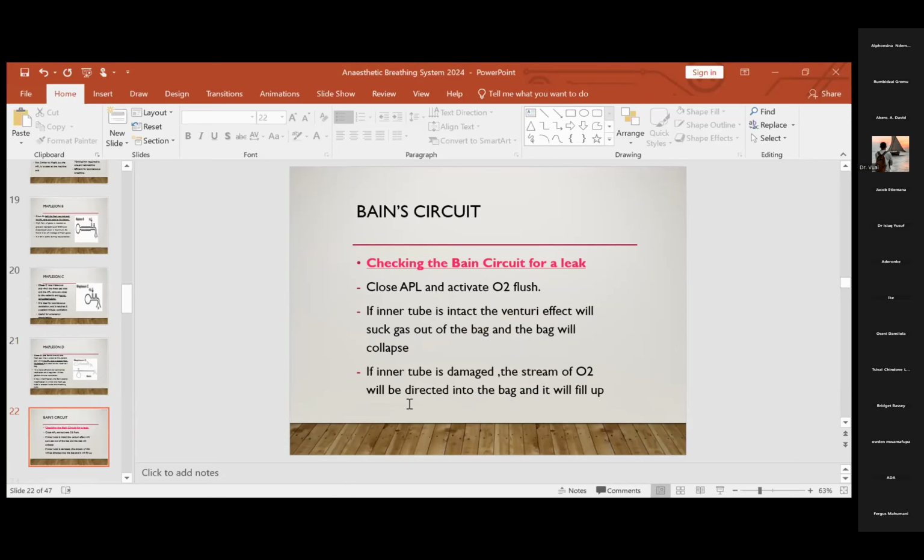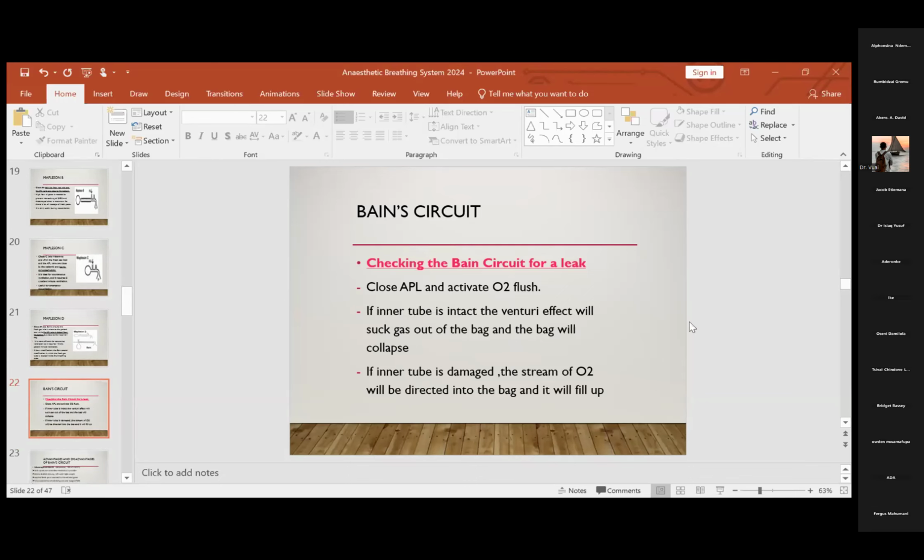Okay, then we have, all right, how do you check the Bain circuit? It's important when we are doing our anesthetic checklist before we start induction of anesthesia. We want to check all the different components, and checking the Bain circuit for a leak. What you do is you close your APL and you activate your oxygen flush, the button. If the inner tube is intact, the Venturi effect will cause gas to be sucked out of the bag and the bag will collapse.